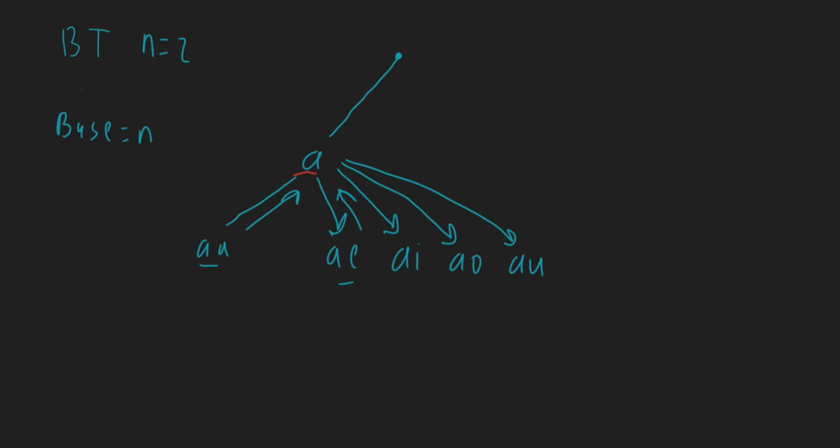Now we are going to the next element, which in our case is E. Since our string should be sorted lexicographically, in our case by letters, we are not considering A because it comes prior to E in the alphabet. So we are taking E and E. The next one is going to be E and I, and so on. That's how we are going to generate our tree.